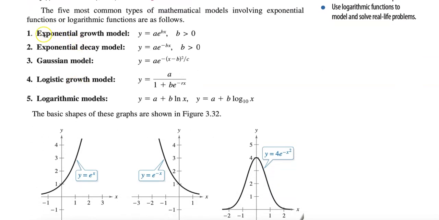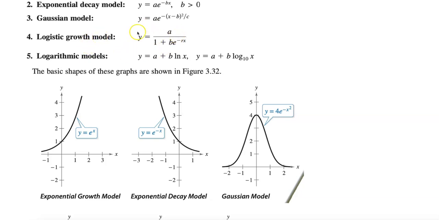So a generic exponential growth model is seen like this: y equals a e to the bx, where b is greater than 0. It's growth. And then we have an exponential decay model that looks like this: a e to the negative bx. These will all be given to you. A Gaussian model that looks like this. It's an exponential but a fancier one. A logistic growth model, something like this, and then the normal log models.